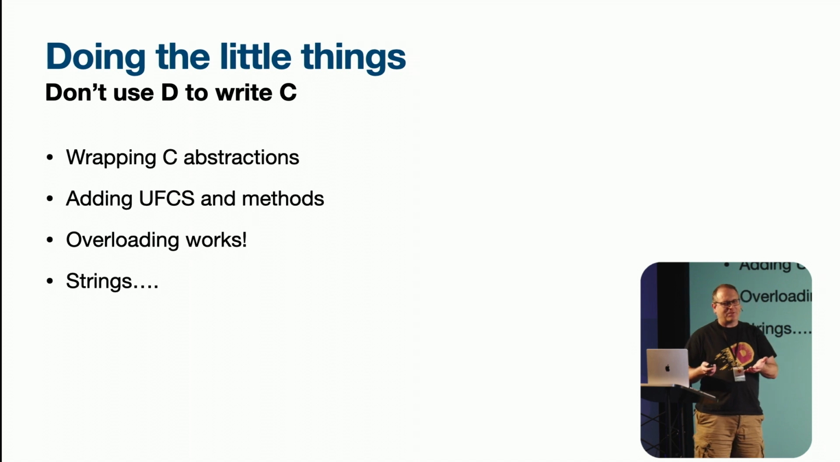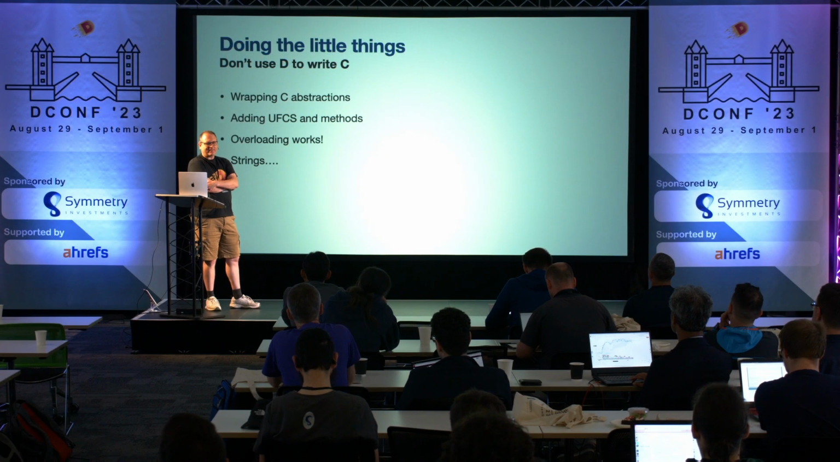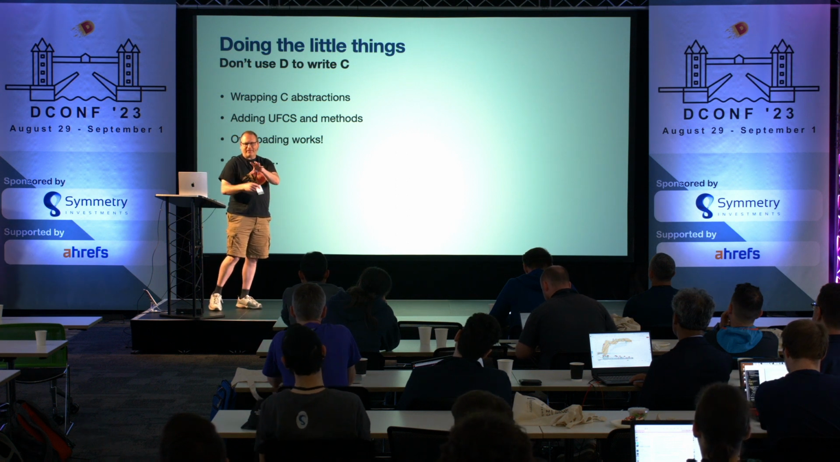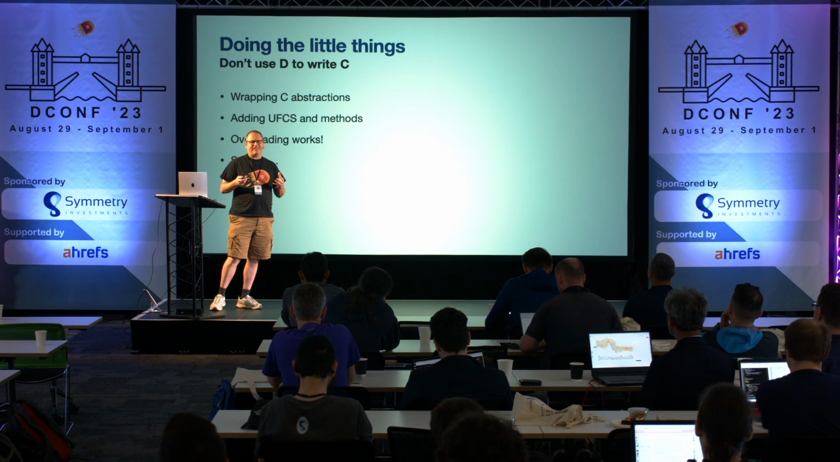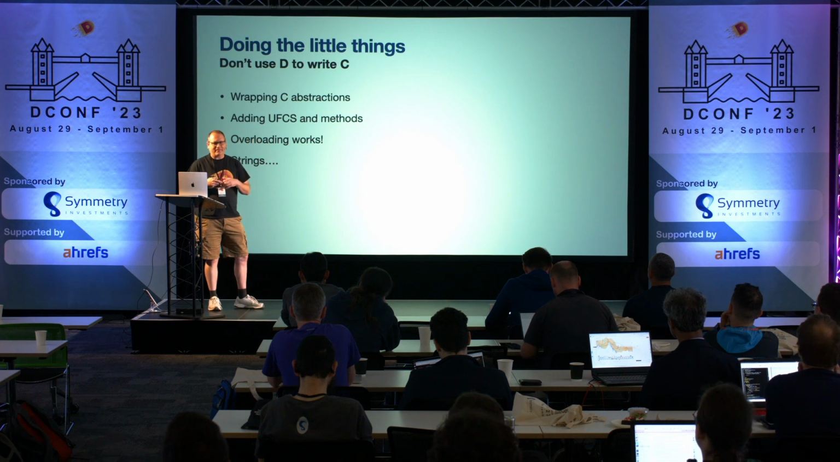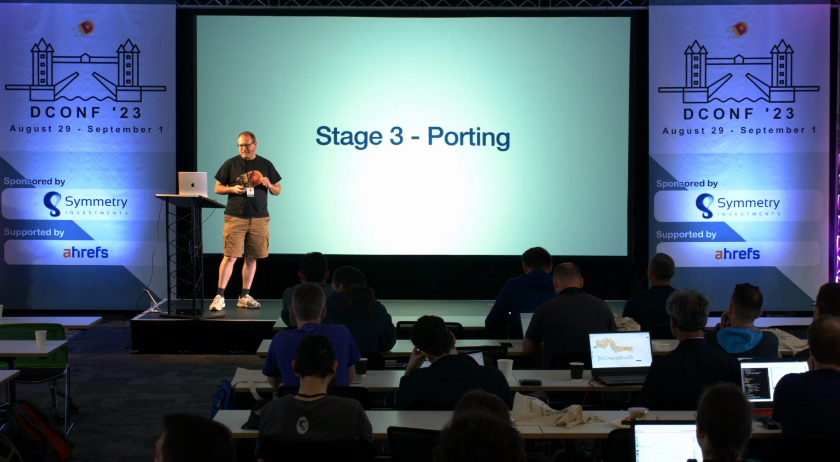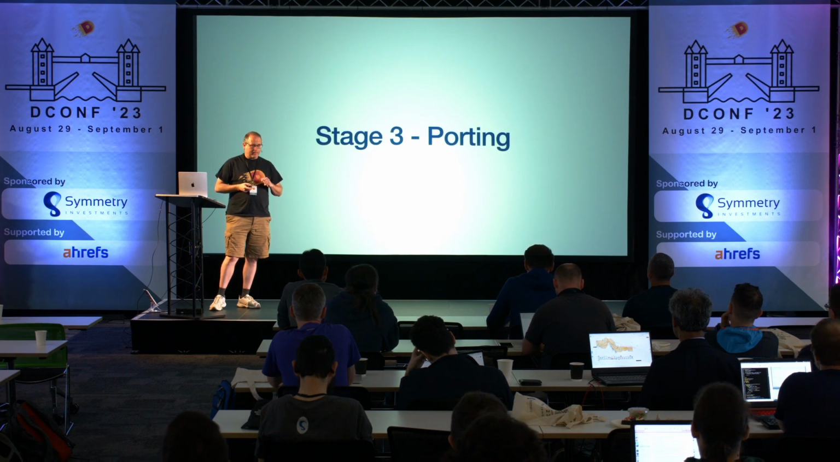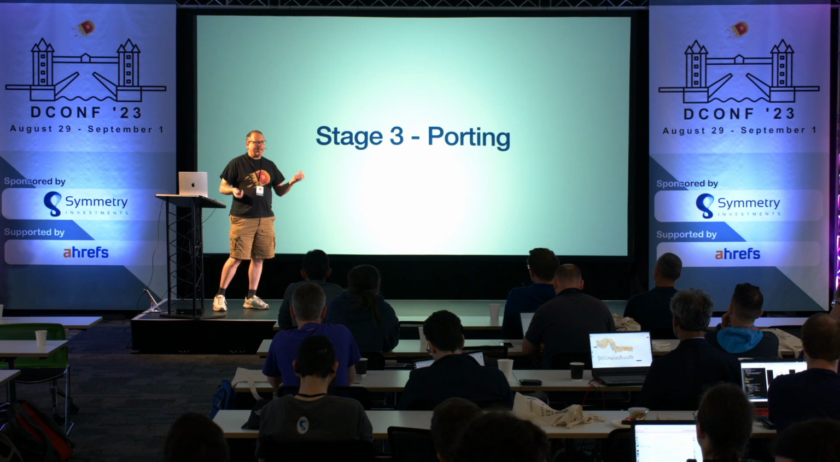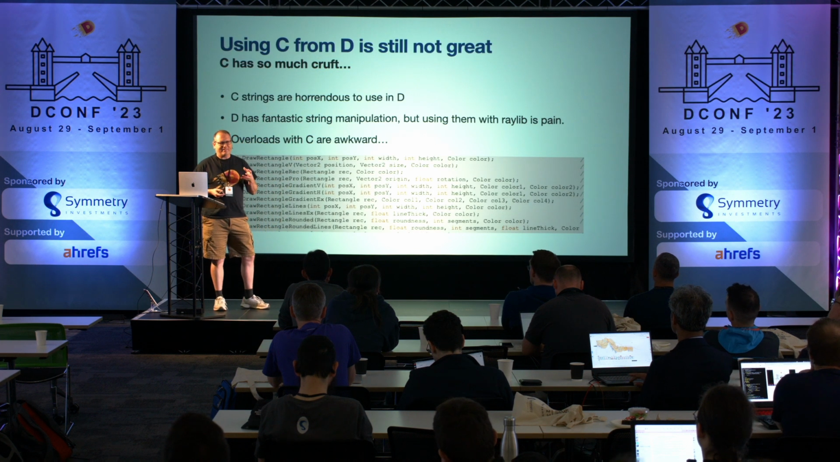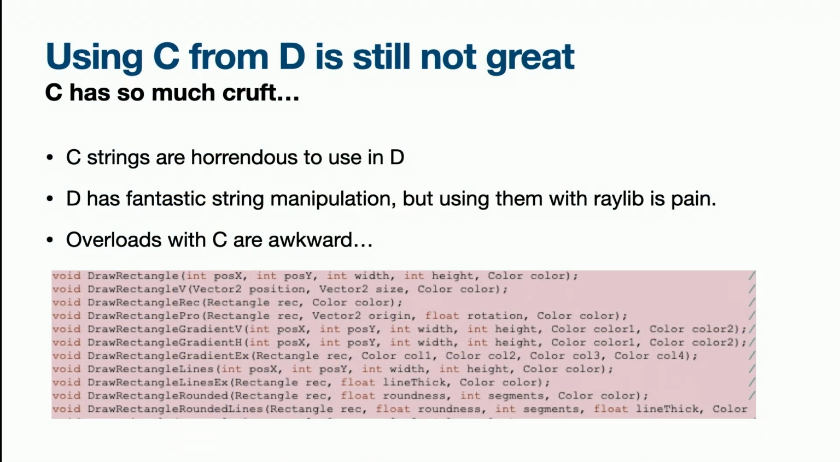Strings. So C strings kind of suck. They're a pointer with a zero termination at the end, and D doesn't use that, and it makes it really hard to communicate back and forth without doing loads of extra allocations. We'll talk about that later. So I got to the point where I had this raylib-d library, and it's okay, but using C from D is still not great. There's so much cruft in C. C strings are horrendous to use in D.